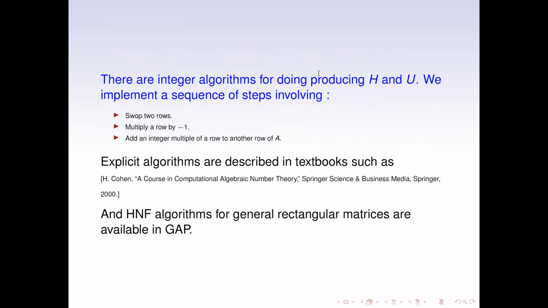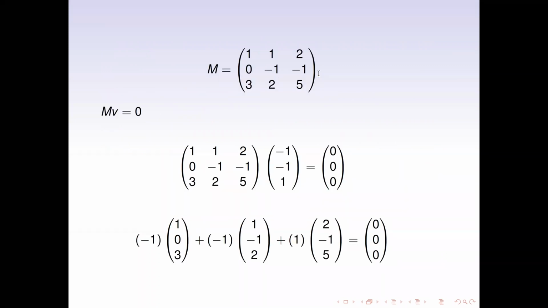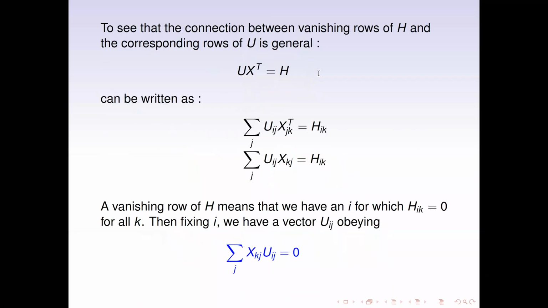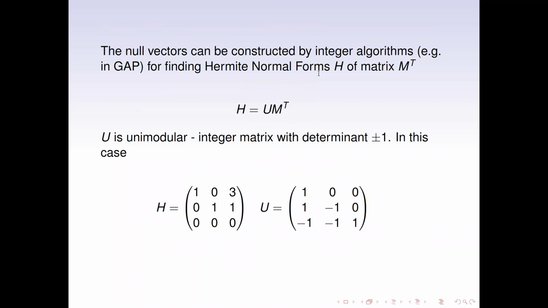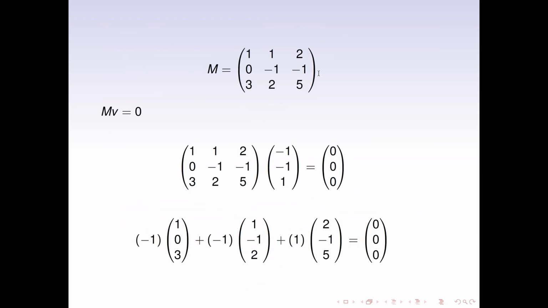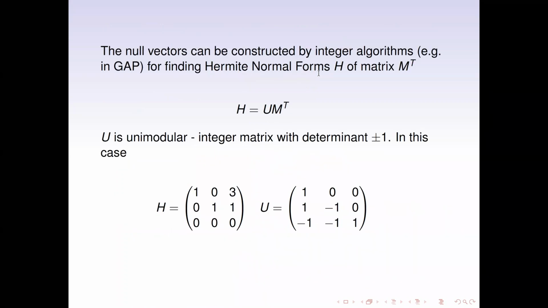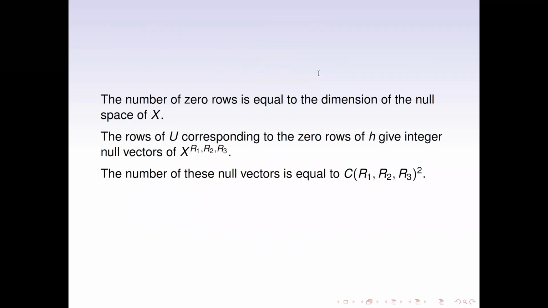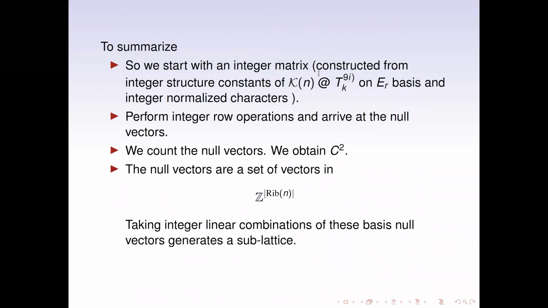I think I have some transparencies here, but I won't really go through them for the sake of time. I don't think I'll do an example because I want to get to the physics. Essentially, if you're looking for the null space of an integer matrix, the null space is spanned by integer vectors, and there are nice algorithms in computational number theory to do that.